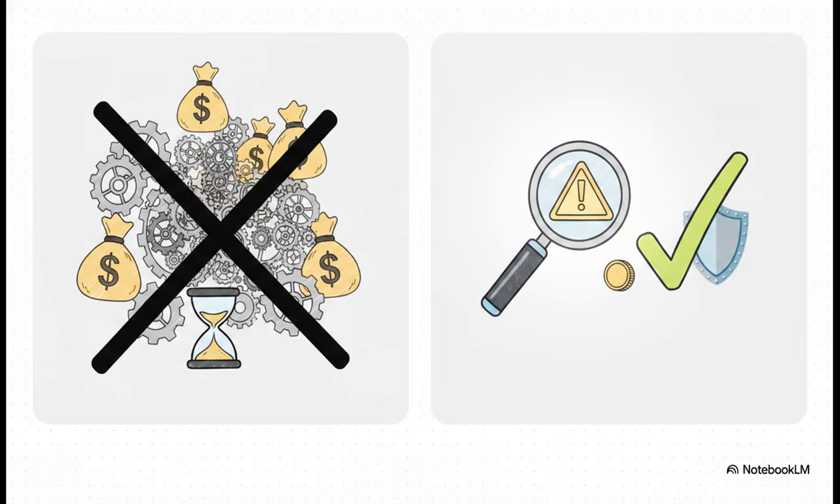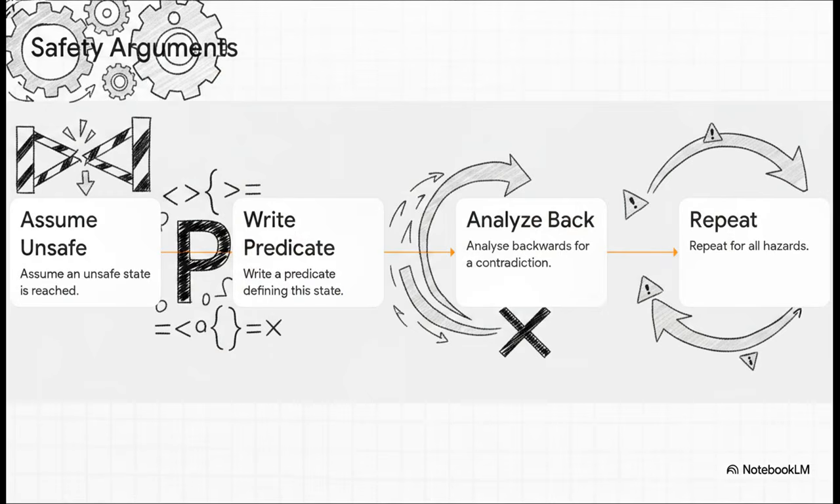We just don't do it. Instead, the reality is that we only care about mathematically proving specific hazards are impossible. Proving an unsafe state cannot be reached is significantly cheaper and highly, highly effective. To do this, we use 4 explicit steps to construct a software safety argument.